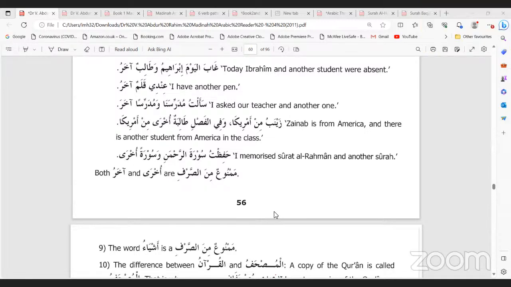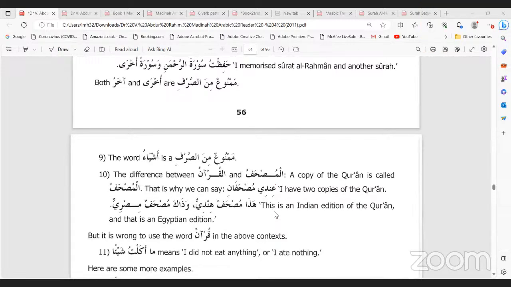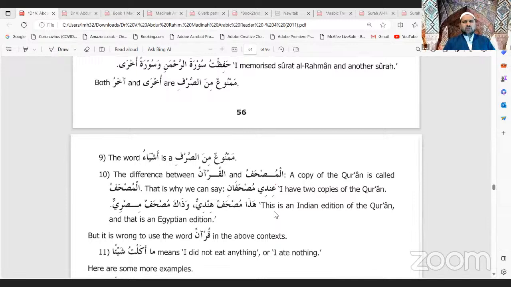Akharu and Ukhra are mamnu'un min as-sarf, so they're diptote nouns. They don't have tanween at the end. Even though it has one, because of the ya, you cannot even pronounce the harakat, so they're pretty much hidden harakat.